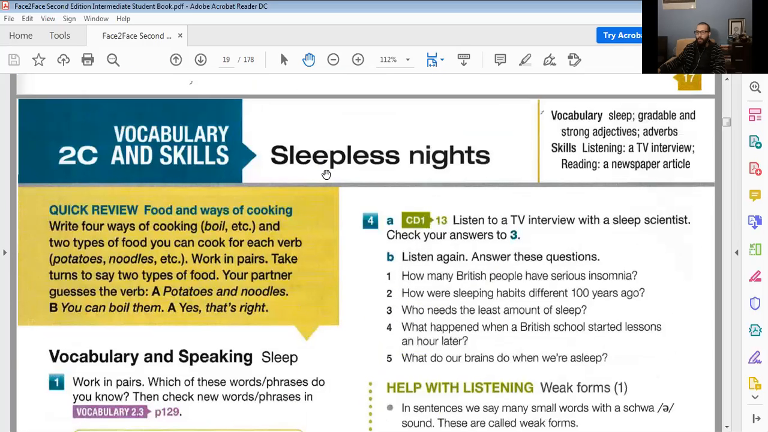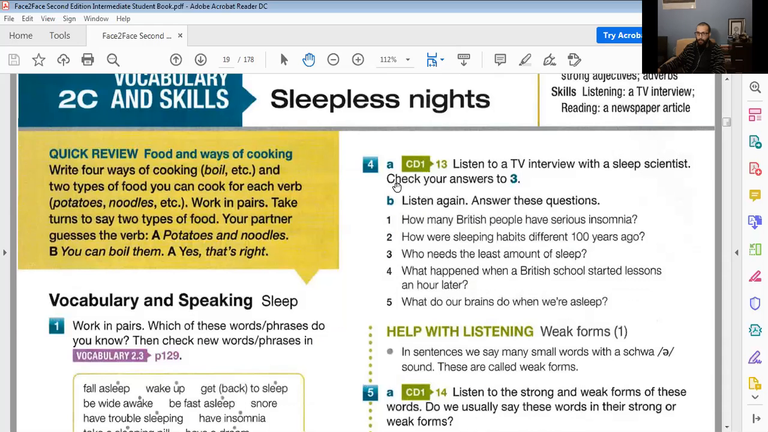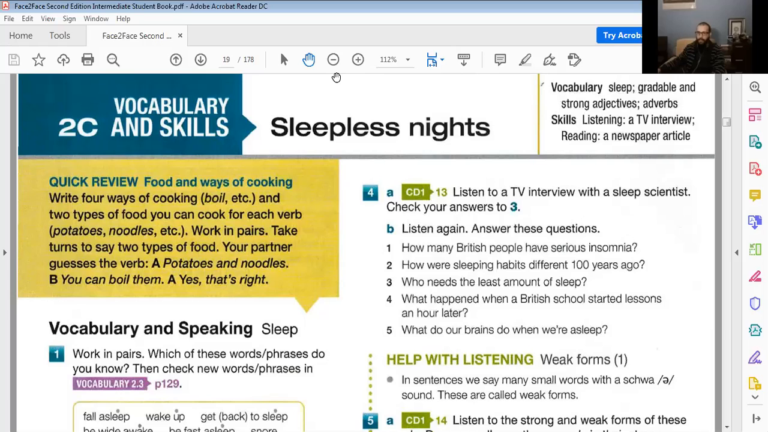Okay, in this topic, we'll talk about sleepless nights. What do you think it means when we say sleepless nights? Maybe that's nights without sleeping. Yeah, that's it. Loss of sleep. It means a night without sleeping. This is what it means.